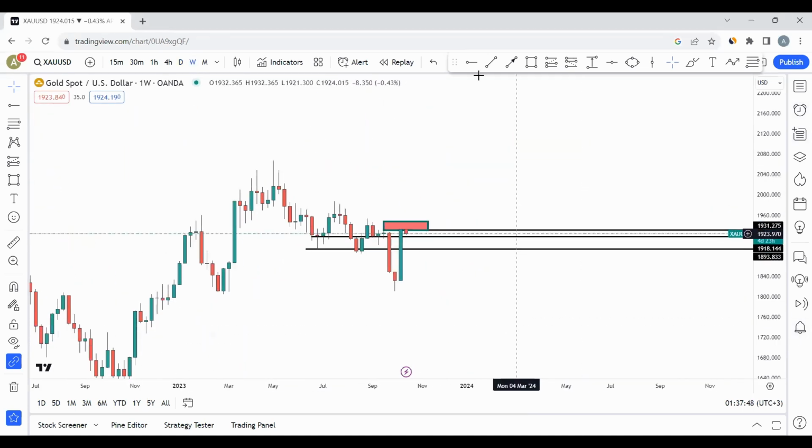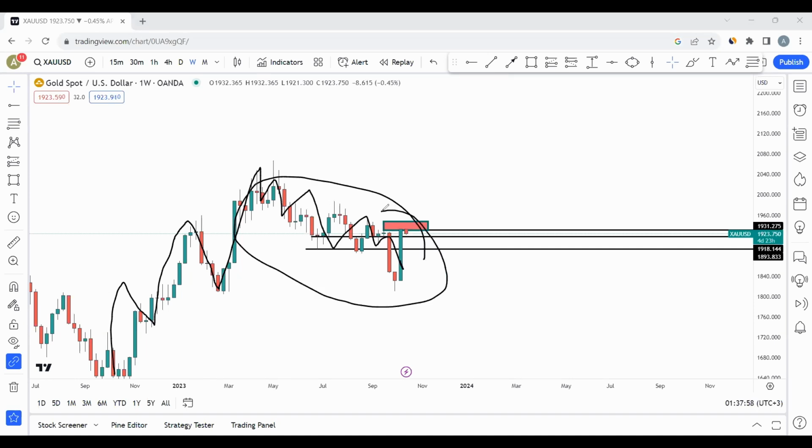Because if you look at this momentum here, you see, this is a strong push up, retracement, strong push, retracement, strong push. Now, this is a deep correction. This momentum here is not a sell momentum. It's just a mid-term movement downwards. But the bigger picture is we need gold to continue higher.